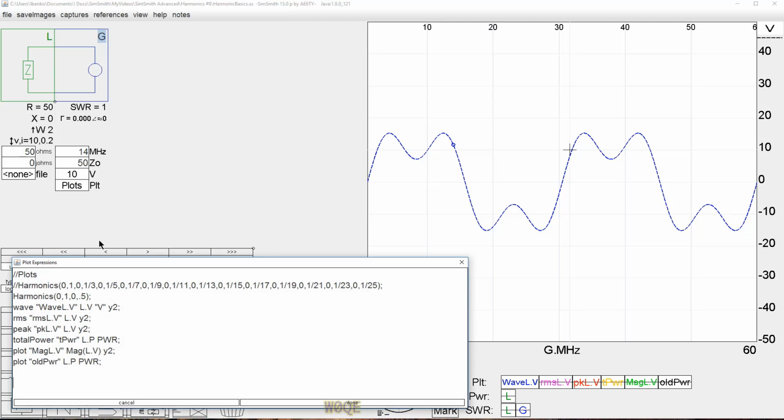So back here again. What we've got now are these commands. Let's look at the RMS value of this waveform.